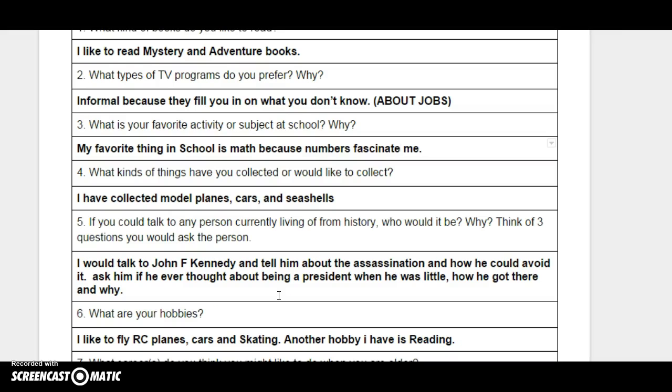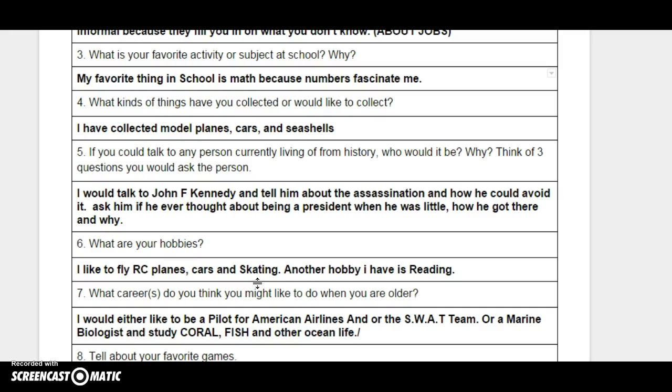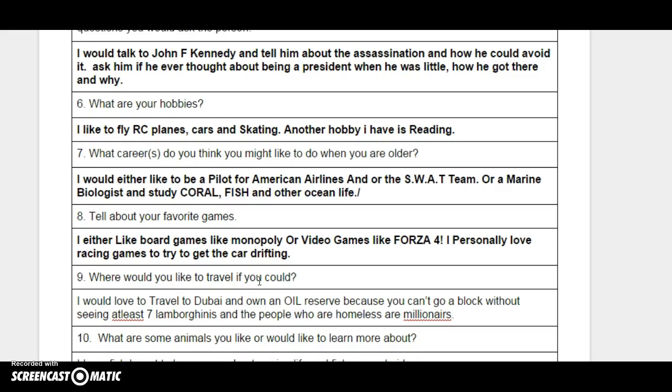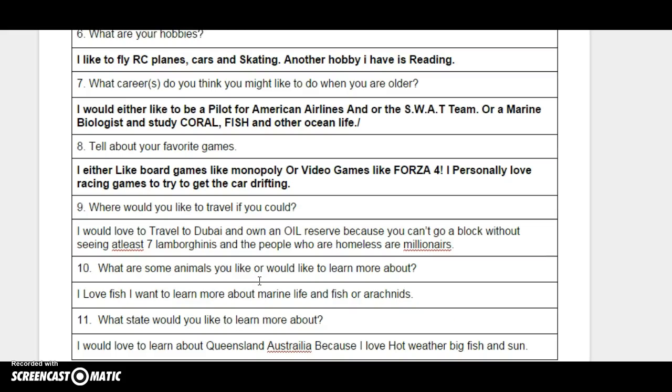If you could talk to one person, this person would like to talk to John F. Kennedy and tell him about the assassination, how he could avoid it. Ask him if he ever thought about being president when he was little, how he got there and why. So some questions for John F. Kennedy. So basically what I'm trying to point out to you is this survey is just to generate a list of things that you're already interested in.